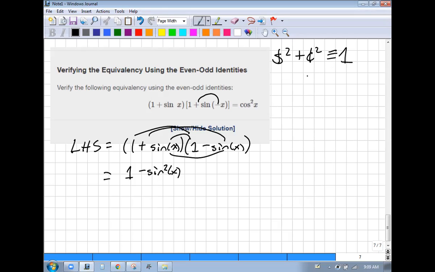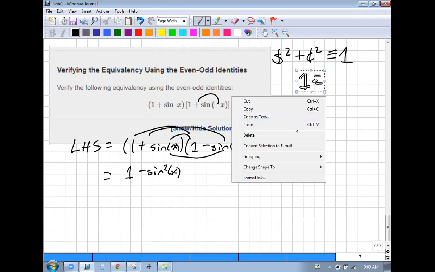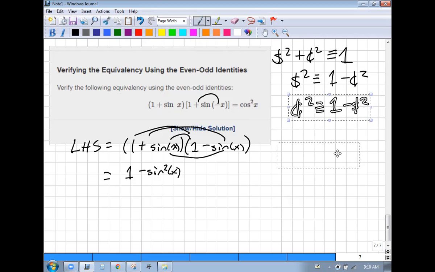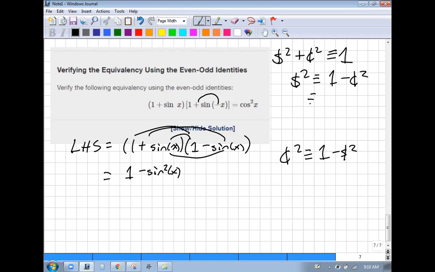But of course, let me do it this way. If I move the cosine over, because of this, I can always turn sine squared into 1 minus cosine squared, or cosine squared into 1 minus sine squared, just by moving one of these to the other side. So I can always replace sine squareds with cosine squareds because of this identity. And this happens to be a difference of two squares, so this is 1 minus cosine times 1 plus cosine.